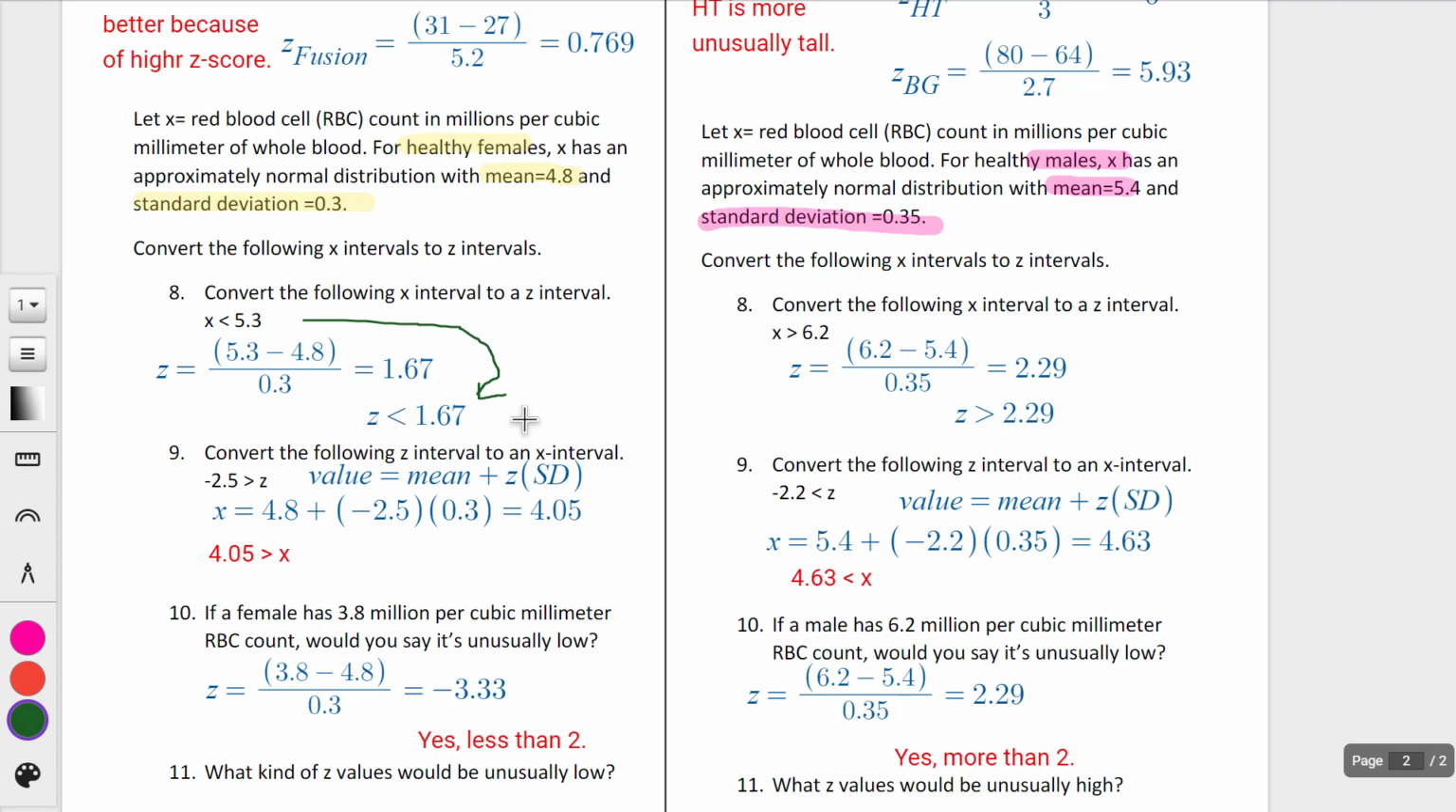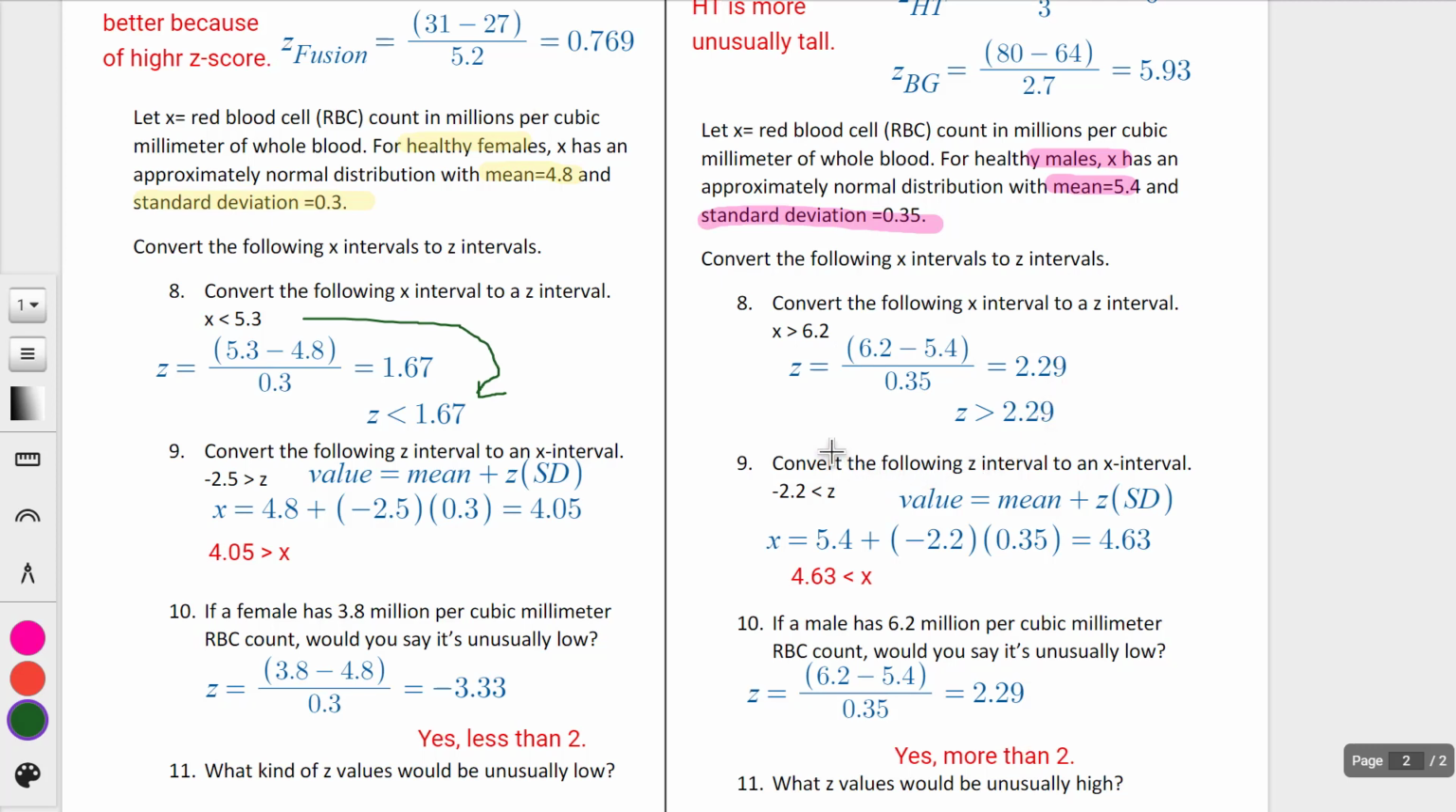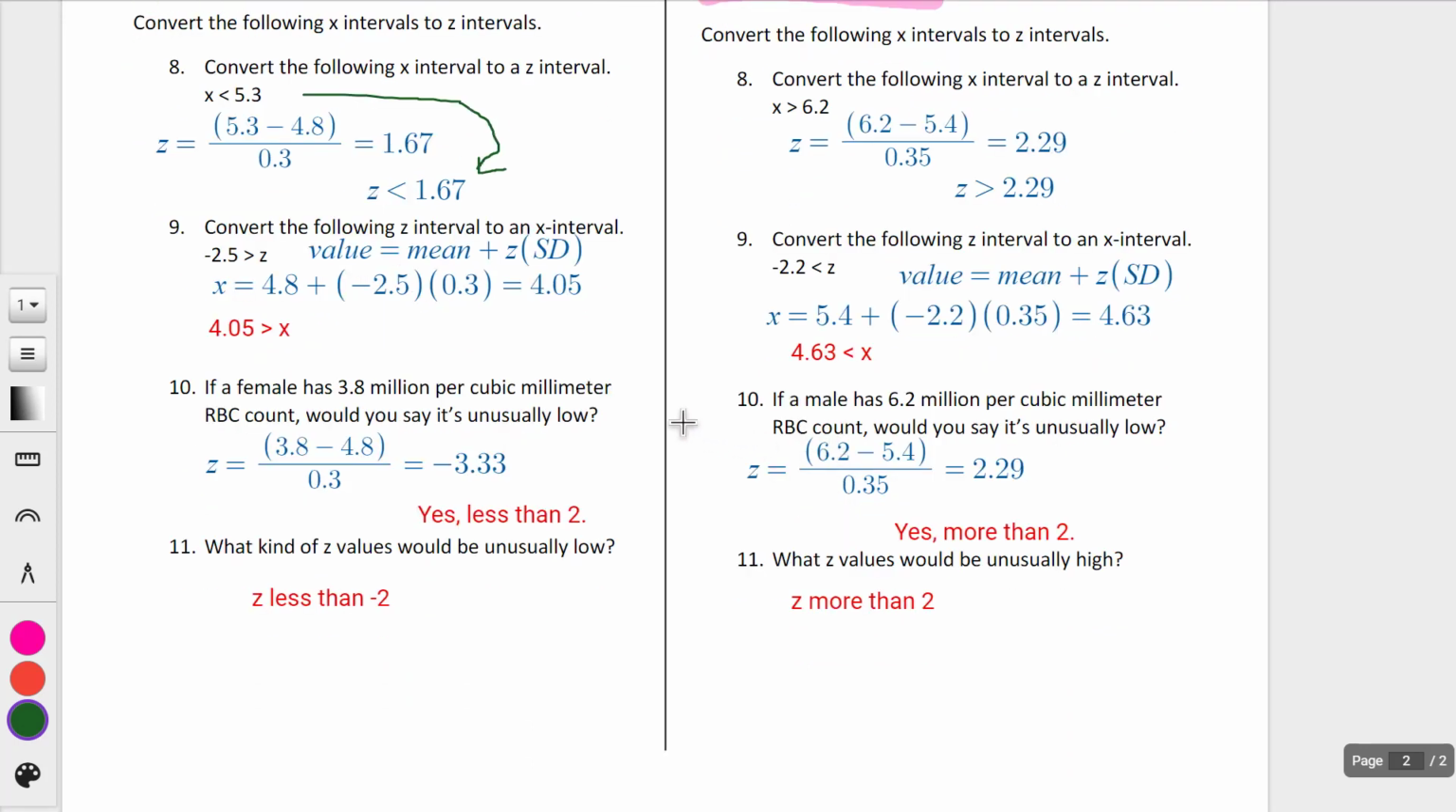And if you have two of these, you would just calculate two values. So if it was like X is between 3.2 and 5.3, for example, you would just do the Z-score for 3.2 as well. On the same side over here, we're going to calculate the Z-score for 6.2, which is 2.229. So then again, I just switch X with Z, keep the same direction, and put the Z-score instead of the X-score in there. Convert the following Z interval to an X interval.